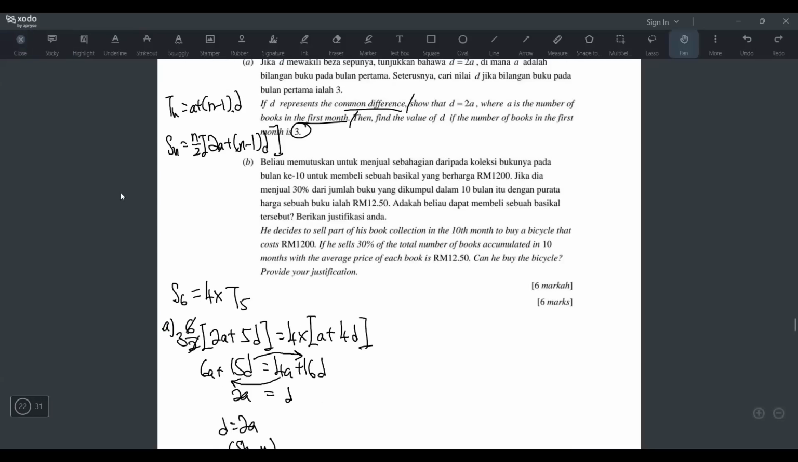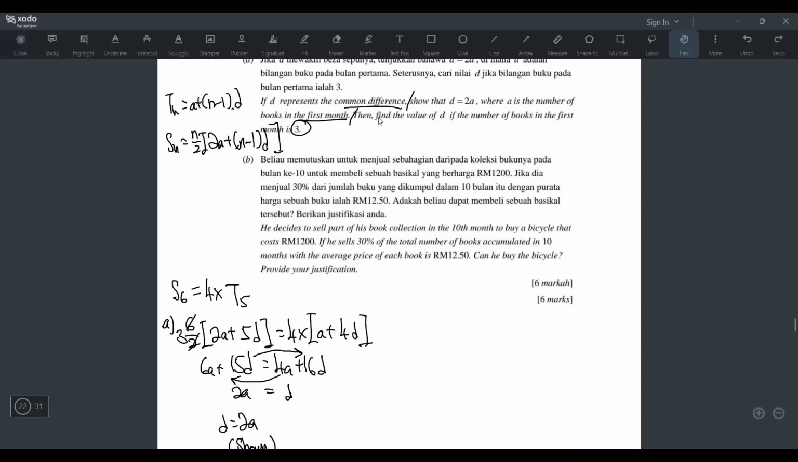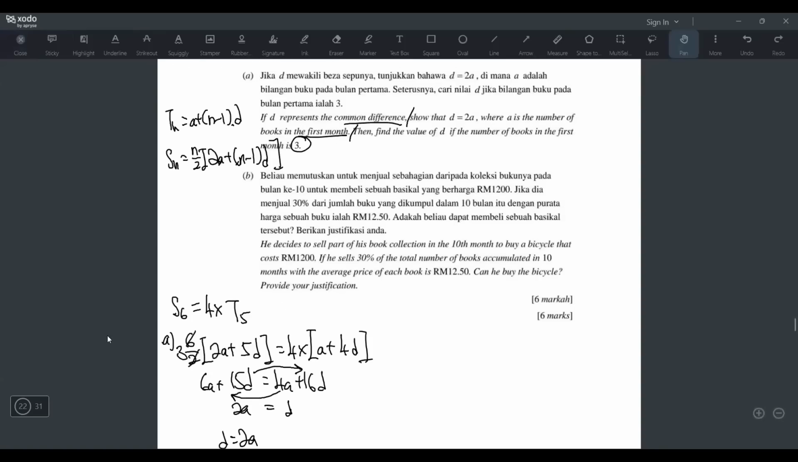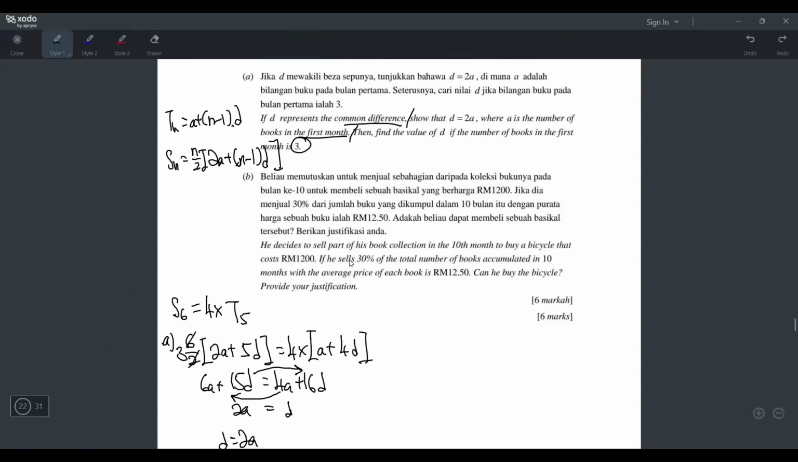But the question also requests us to find what? They also say find the value of D if the number of books in the first month is 3. This is easy. You just put in D equals, where should I write this? So shown here, and then D equals 2 times 3, and then D is 6. Okay, that's all. So that's what the question wants. I will just do my next part B, I'll do it here.